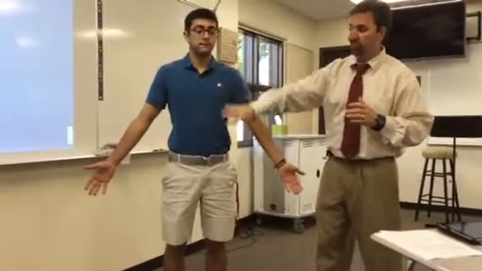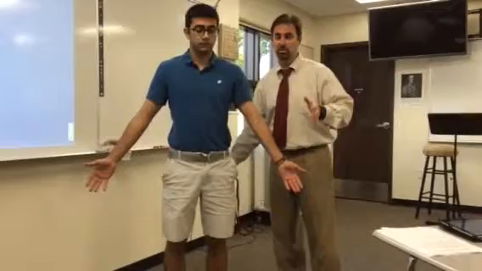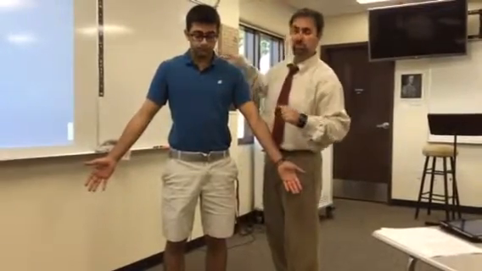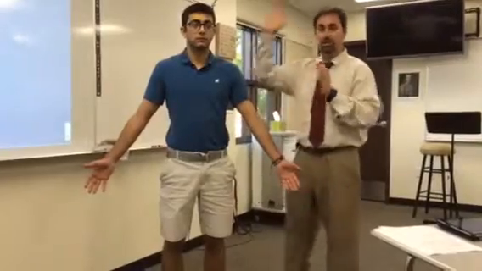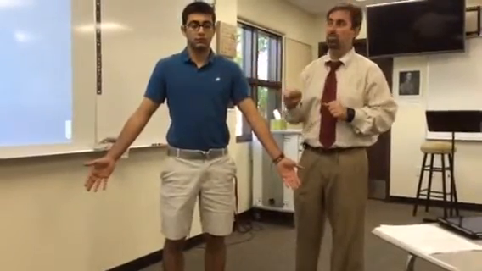So the front side is called anterior. The back side is called posterior. So anterior means towards the front. Posterior means towards the back, according to this position. Everything is identified in anatomic position.